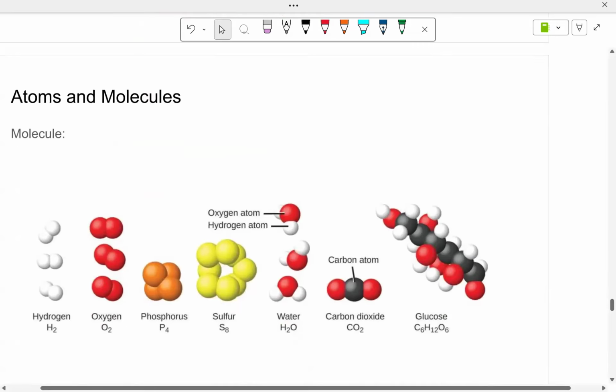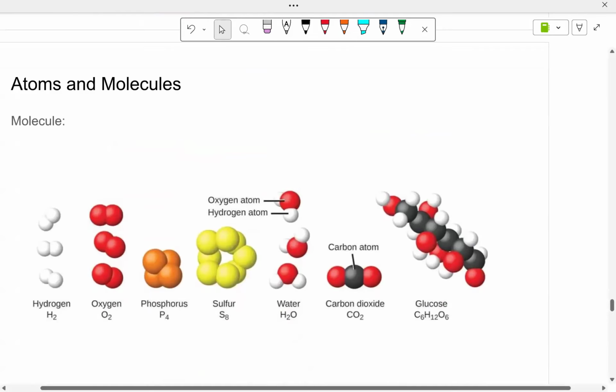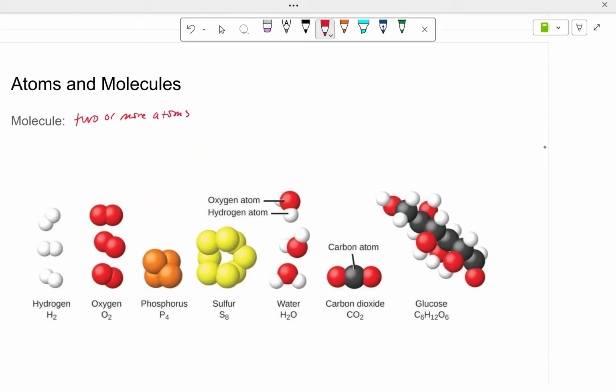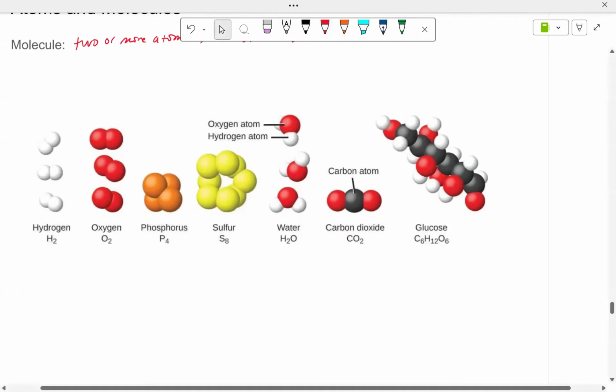Now, when atoms combine together and form bonds, they make molecules. So molecules are two or more atoms joined by strong forces called bonds. Now we're going to dive deeper into chemical bonds a little bit later in further chapters, so you don't need to worry about how they are joining right now. Just know that they're joined by forces called bonds, and there are very few actual elements that exist as free atoms.